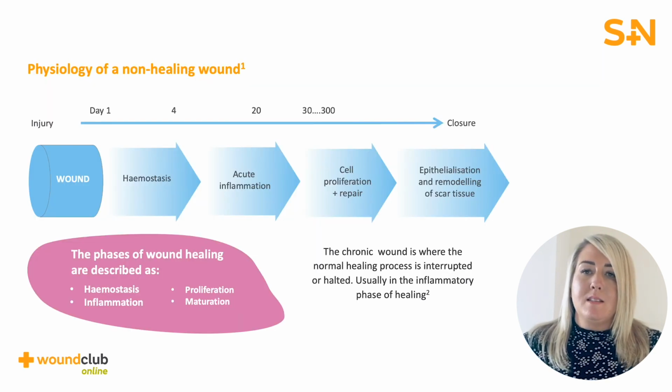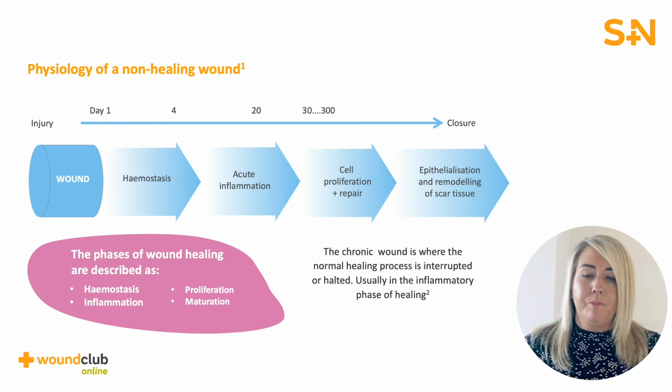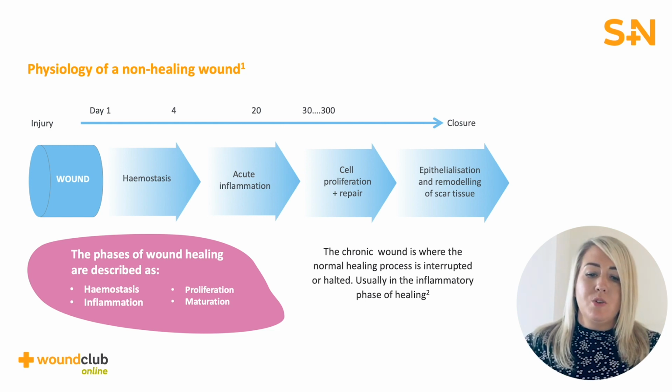Wound healing represents a dynamic, highly organised series of events. There are 4 phases of wound healing, and the process starts with hemostasis. It then progresses through a destructive inflammatory phase, which then leads on to cell proliferation and repair. It finishes off with epithelialisation and remodelling of scar tissue. The normal process can be interrupted at any stage and is vulnerable to a variety of intrinsic and extrinsic inhibitory factors.